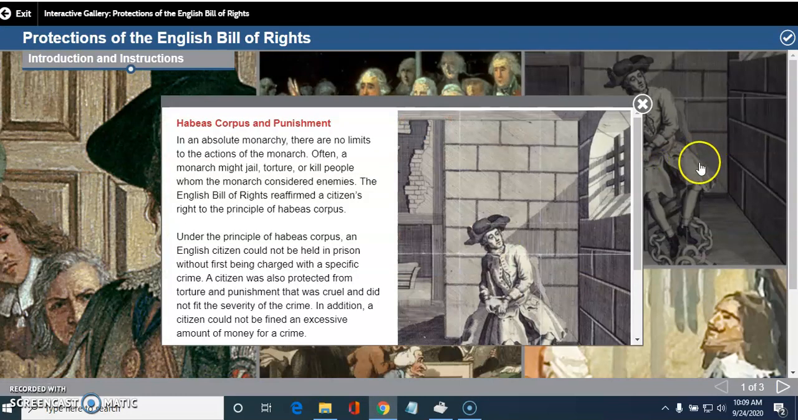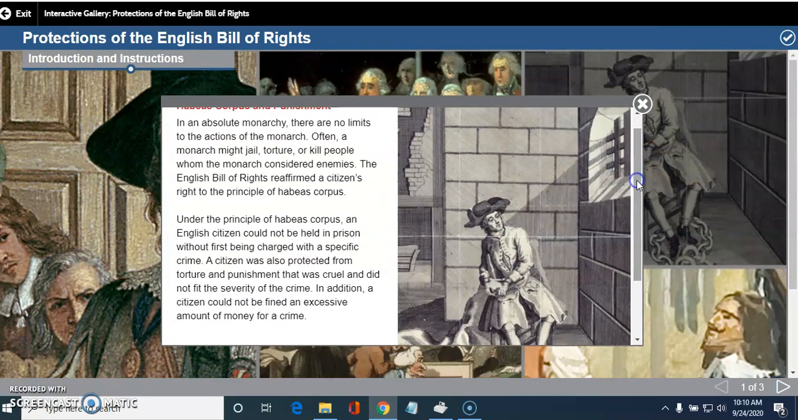If you had habeas corpus and punishment: in an absolute monarchy, basically, if a king wanted someone in jail, they would throw him in jail. They would torture them to get a confession. So they would say, you need to confess to a crime or we're going to cut your arm off. Well, you'd confess to the crime. The idea of habeas corpus is that a citizen can't be held in prison without being charged with a specific crime. You also are protected from torture and punishment that's deemed to be cruel and unusual and did not fit the severity of the crime. So if you stole a loaf of bread, you can't lose your head. In addition, a citizen could not be charged an excessive amount of bail or a fine.